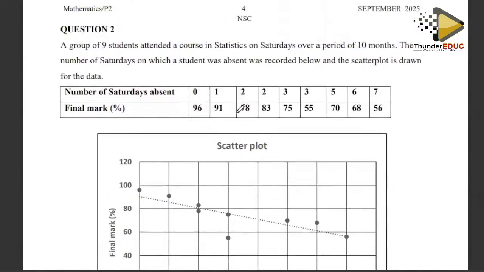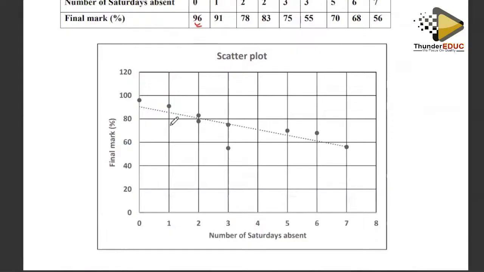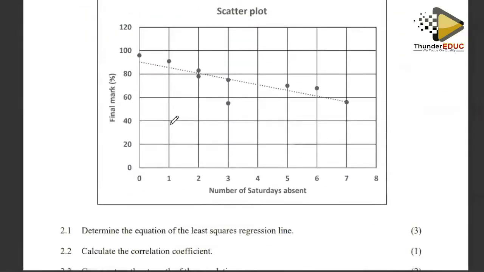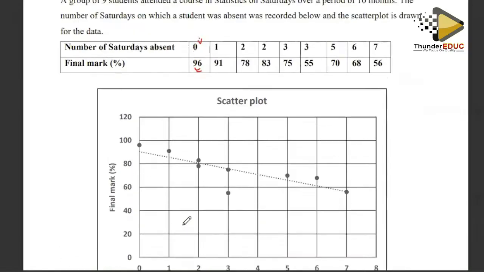Question number 2. A group of 9 students attended a course in statistics on Saturdays over a period of 10 months. The number of Saturdays on which the student was absent was recorded below, and a scatter plot was drawn. So if the student was absent for no day, we get a 96%. For 1 day, it's a 91. So we are literally saying that the more the absenteeism, the lower the marks. They drew the scatter plot for us, and then they want us to determine the equation of the least squares regression.